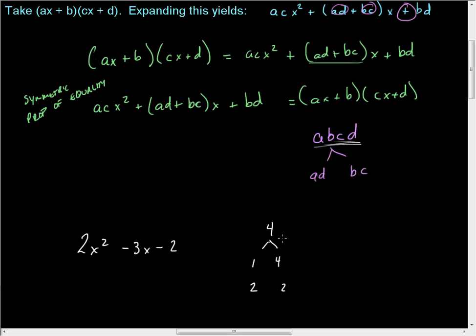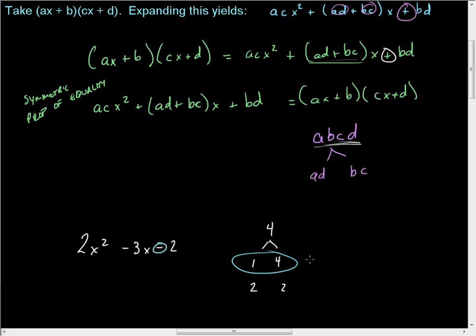Now, at some point, I have to be able to add these together to get my middle term. And so I have to choose, by the way, according to that second sign. This second sign says that I subtract in this particular example. And so I have to find two numbers that multiply to 4 and subtract to 3, and that's this pair.